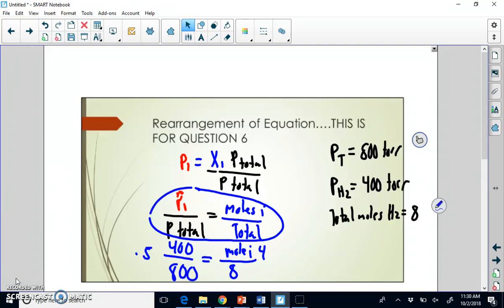So again, just to reiterate, if you have the total pressure and the pressure of one of the components of the mixture, and you have either the total moles or the moles of the one gas you're looking at in the mixture, you can find one of these if you have 3 of them. This rearrangement of the equation is going to be very, very important. Okay, so we have 2 more practice ones to do, and these are not that bad.